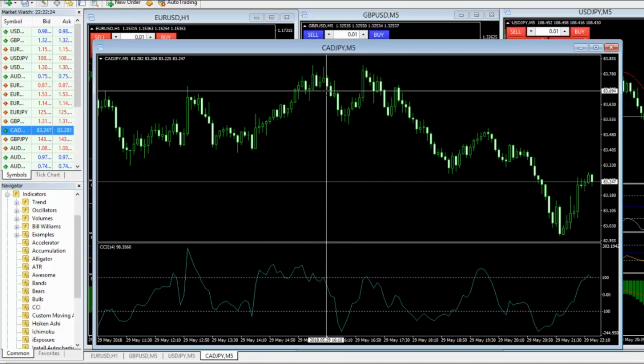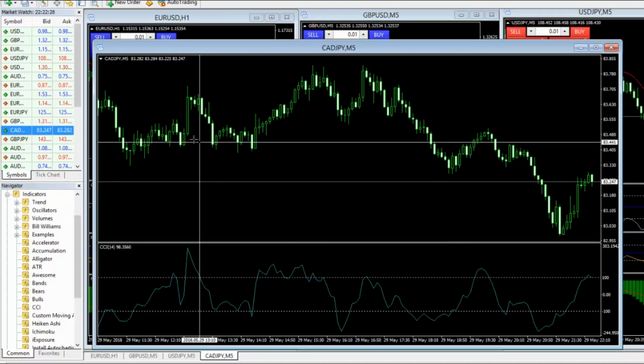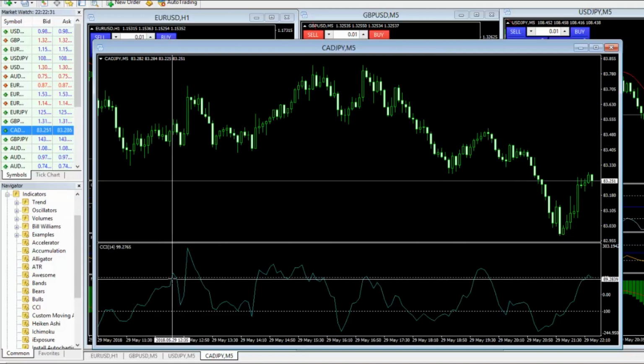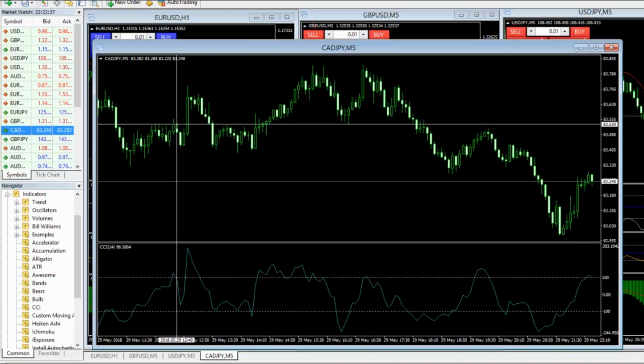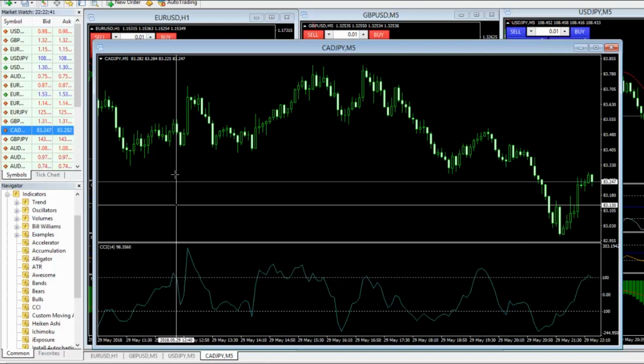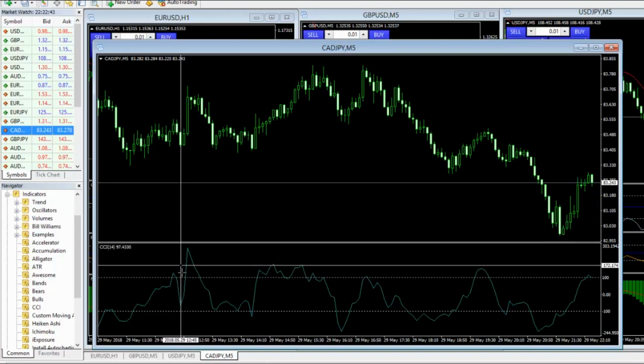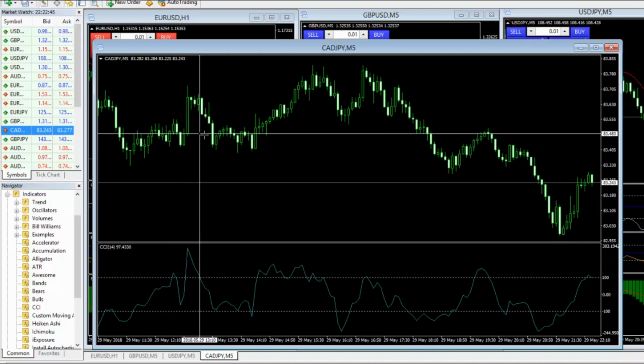And of course, like any indicator, it's not always perfect. And let me see if there's an example here. Right here, we have an example where the CCI went over 100, then came back, indicating that this currency pair would most likely go down. And well, it didn't. It popped back up, and then it continued to trend sideways.